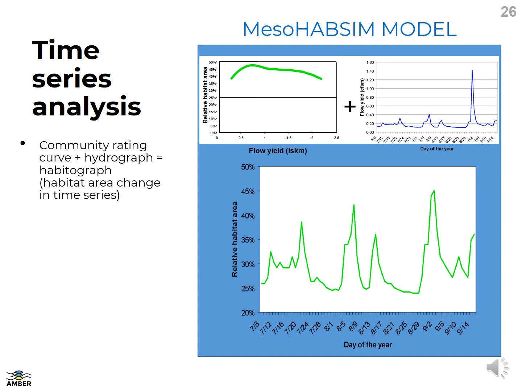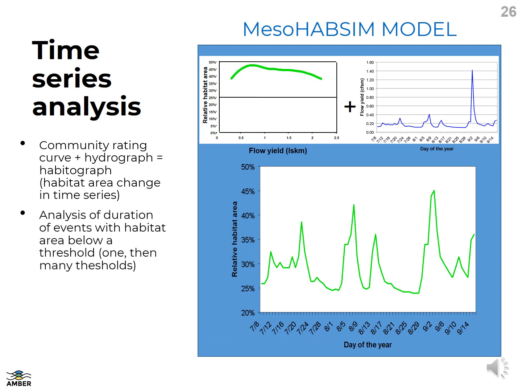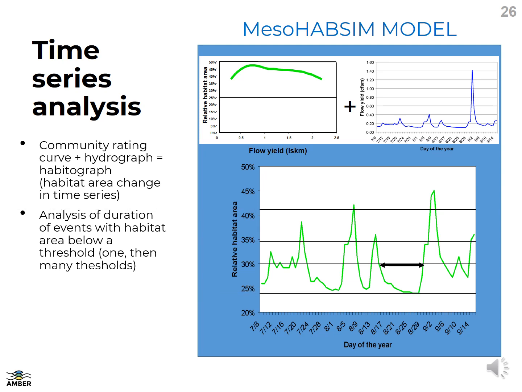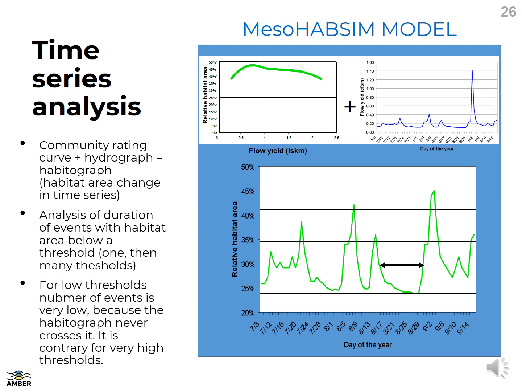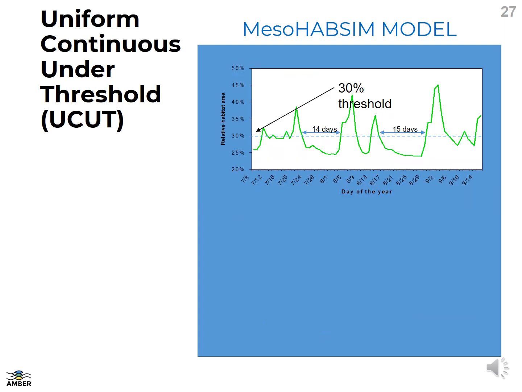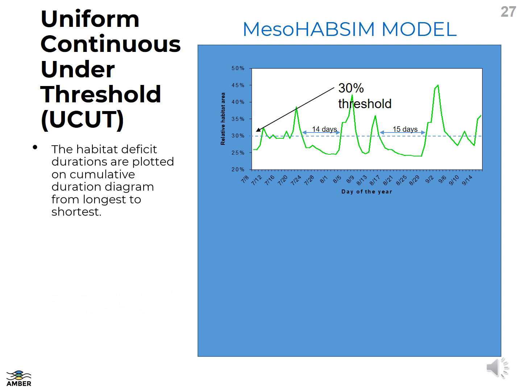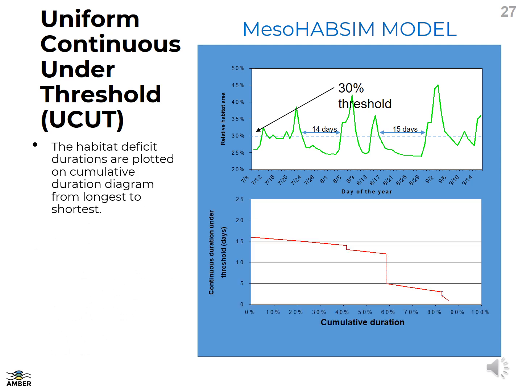In order to identify habitat deficits, we analyze the duration of the events when the habitat was under specific habitat levels, and we investigate the events and duration of the events when the habitat was lower than any given threshold. Such analysis is performed for a number of thresholds, observing that thresholds that are very low will always be exceeded, and thresholds that are very high will never or very seldom be exceeded. Data obtained in this way will then be plotted on the cumulative duration diagram from longest to shortest.